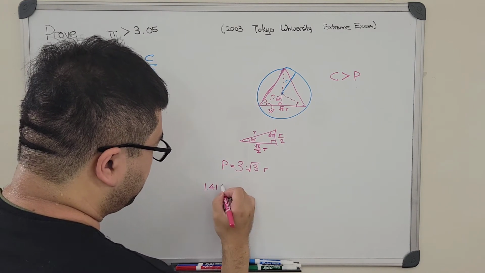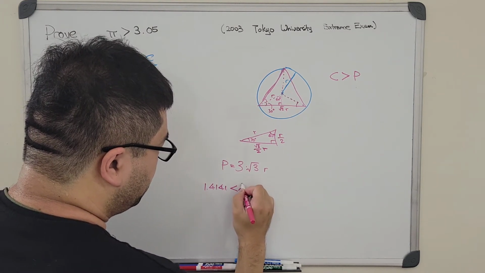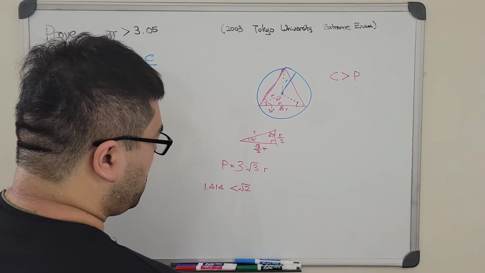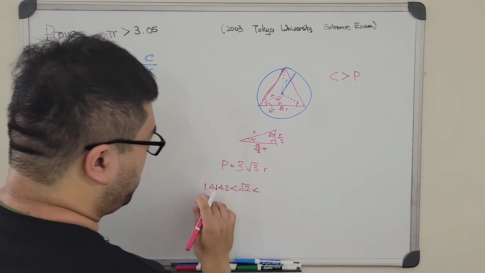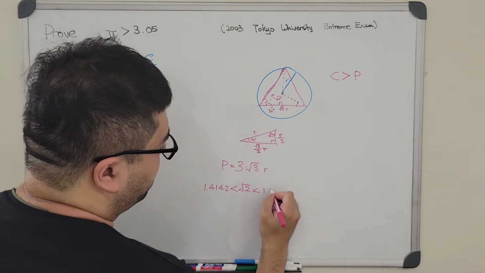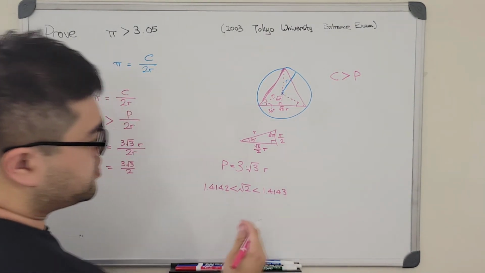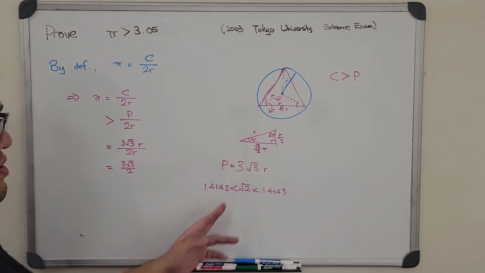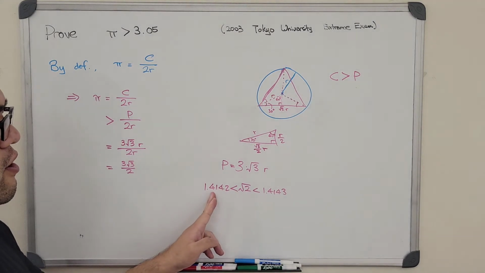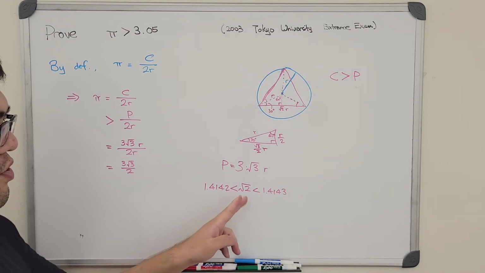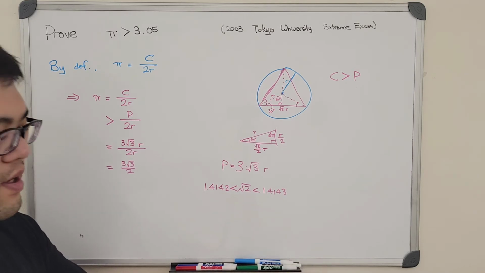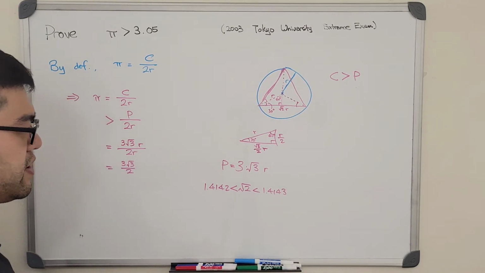Radical 2 is actually between 1.4142 and 1.4143. So you can actually check using your calculator to see that the first few digits after the decimal of radical 2 are 4142, and then something later on. Yeah, something non-zero later on.